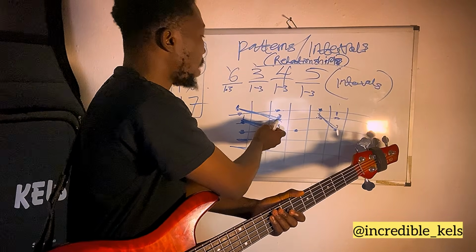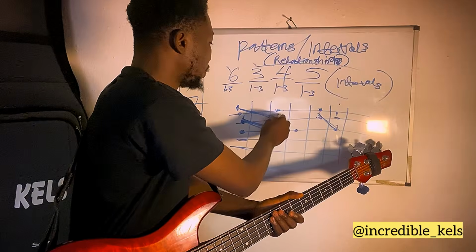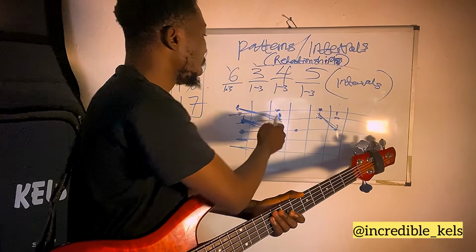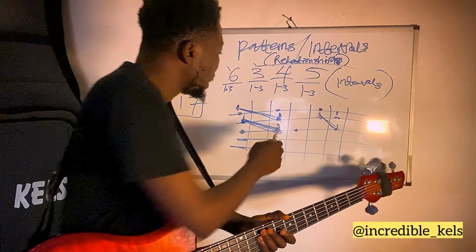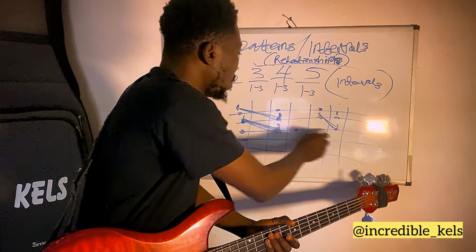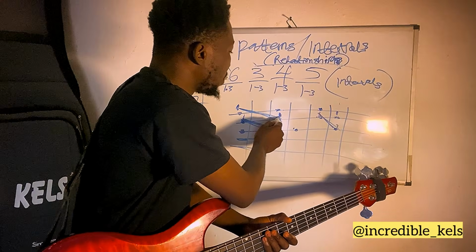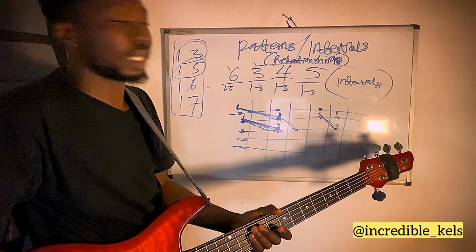So I'm looking for my 1 3 now. This is my 1 now. So I'm looking for my third. So la ti. So it's going to be ti. So this is so la ti. So we've gotten our patterns for this.